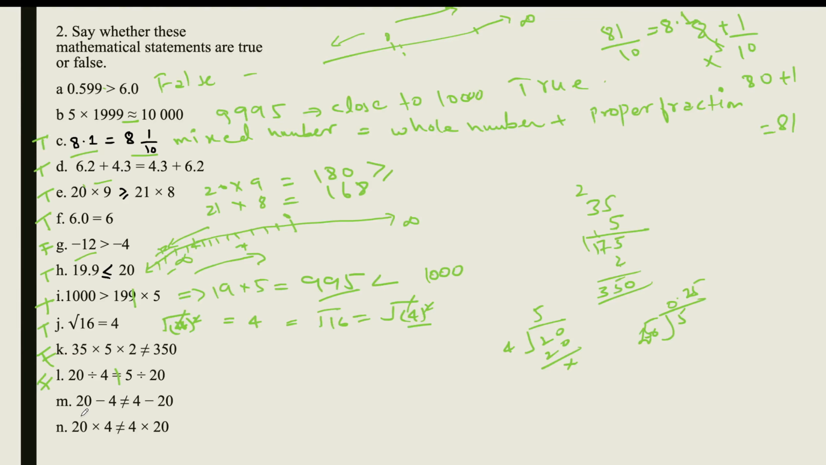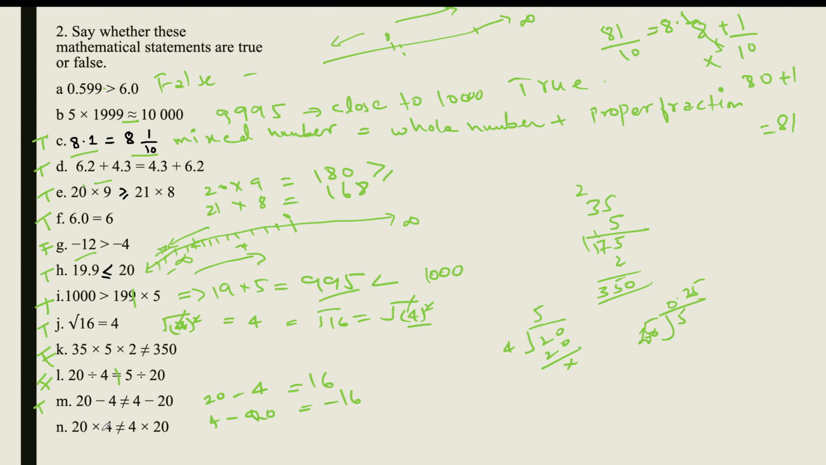The next part mentions 20 minus 4 is not equal to 4 minus 20. This is correct, because 20 minus 4 is equal to 16, and 4 minus 20 is equal to minus 16. 16 and minus 16 are not equal. Therefore this statement that says that 20 minus 4 is not equal to 4 minus 20, this is true.